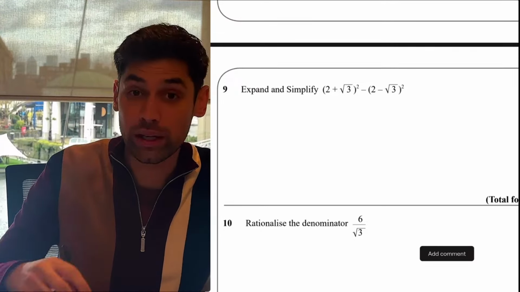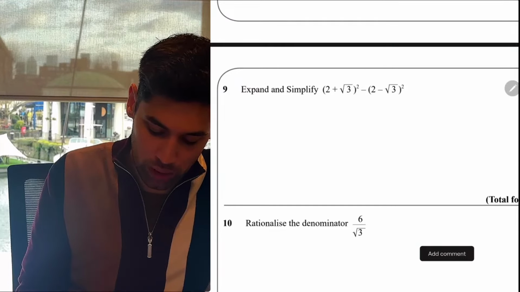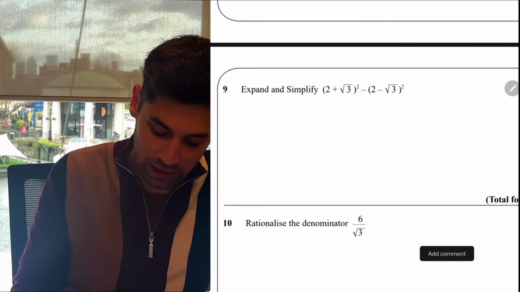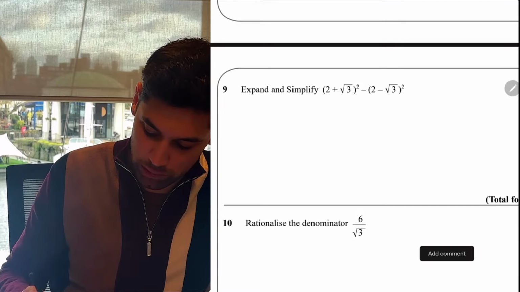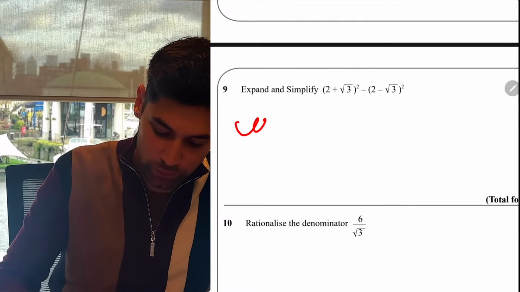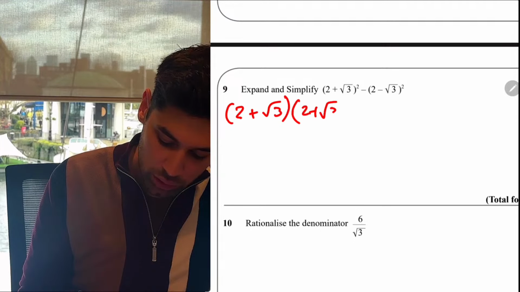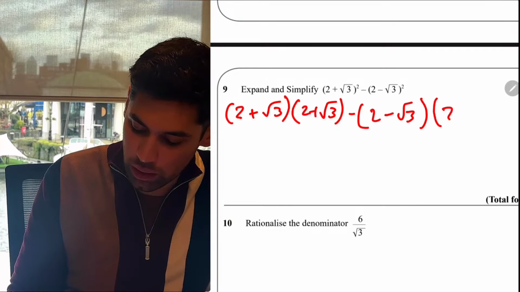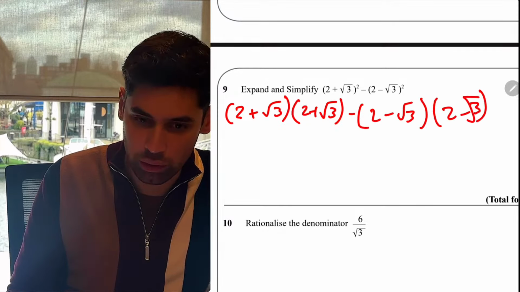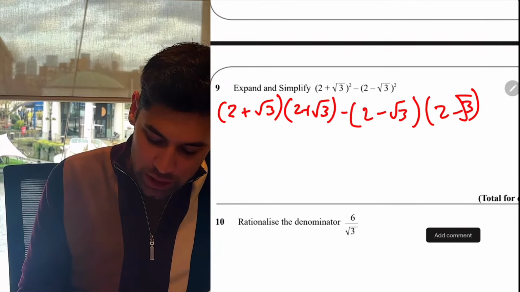So 2 plus root 3 squared, so we're going to write that out like I said before, as a bracket next to itself. If my pen will start to work, which I'm sure it will in just a moment. There we go. So 2 plus root 3, 2 plus root 3, minus 2 minus root 3, 2 minus root 3. Okay, we can see all that on the screen. Excellent. So let's do a full expansion of this.